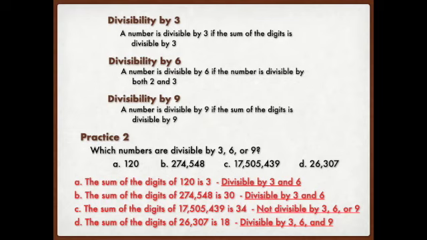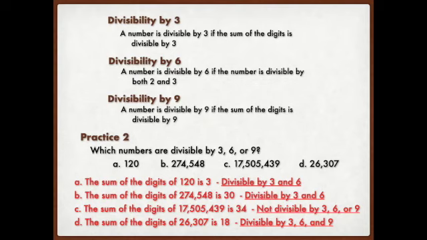So if you can remember, for divisibility of 3 and divisibility of 9, you're going to be coming up with the sum. You're adding those digits together to figure out a sum to see can 3 and 9 go into that sum. 6, however, you're seeing can the number be divisible by 2 and 3.